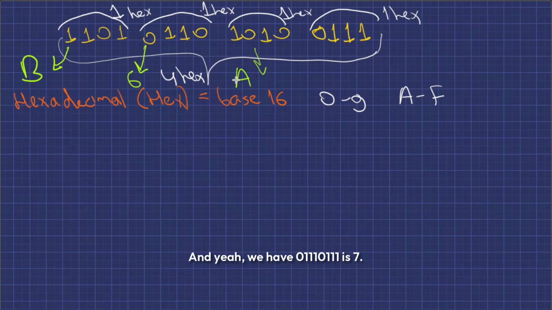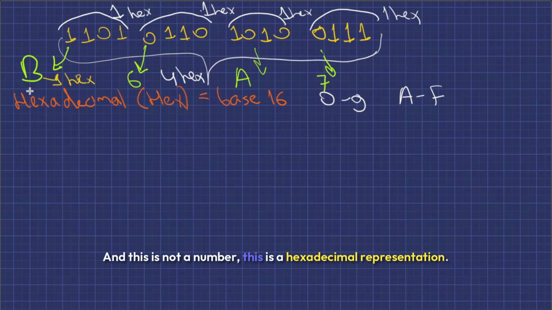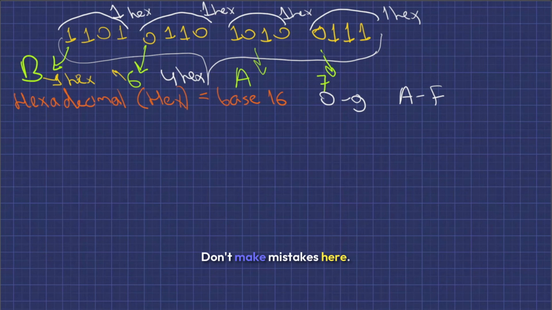And yeah, we have 0111 is 7. By the way, don't make mistakes here. These are all hex. This is not a word here. This is a hexadecimal representation, right? And this is not a number. This is a hexadecimal representation. Don't make mistakes here. This is hex 2, and this is hex 2.